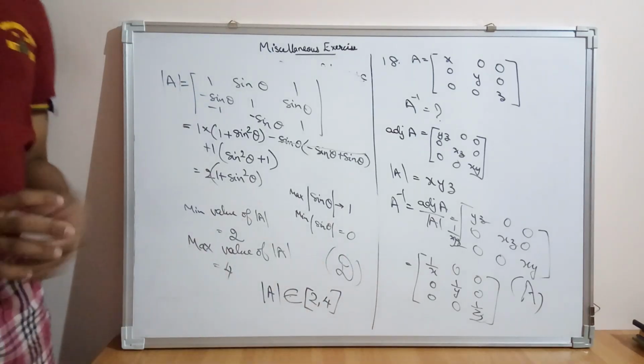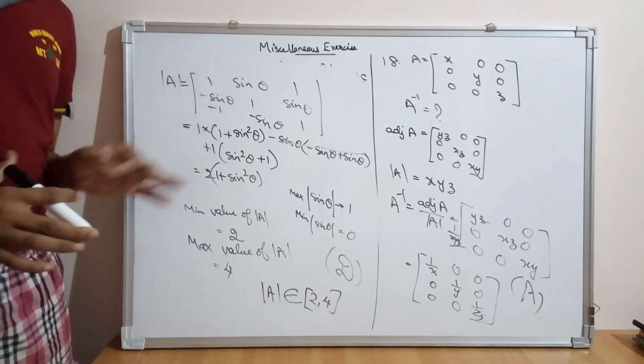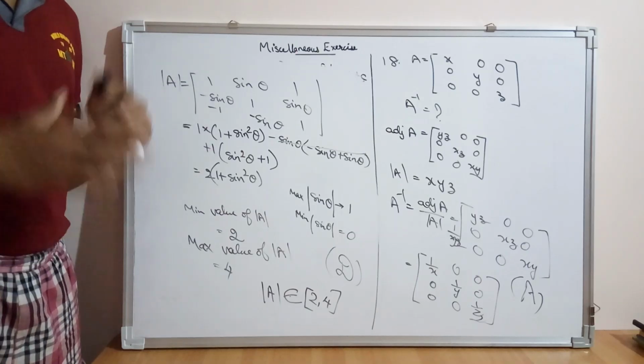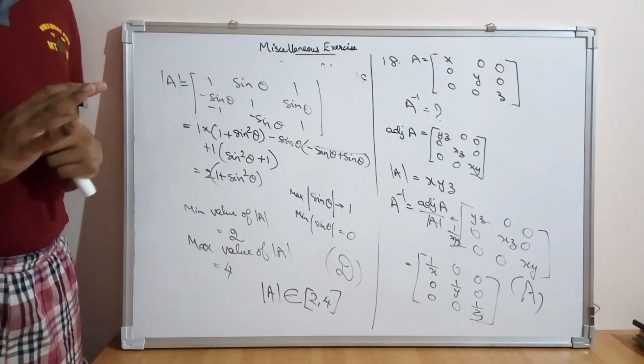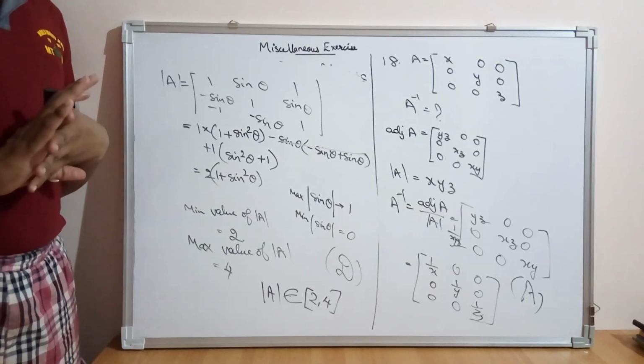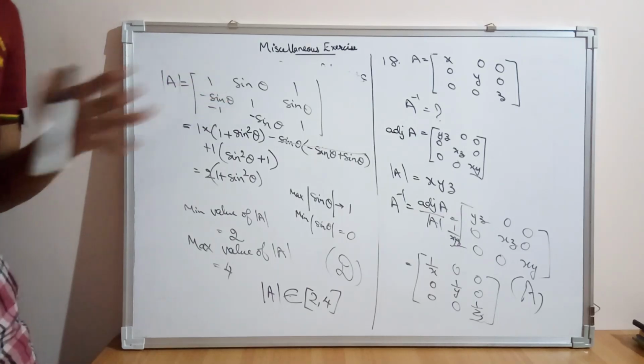This is all about the miscellaneous exercise in chapter 4, determinants and matrices. Next we'll go to the calculus, 5 chapters. Okay, thank you.